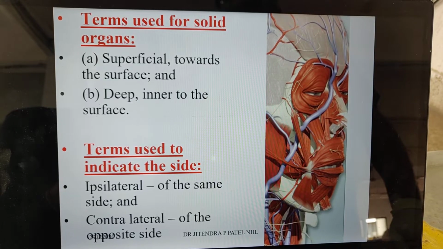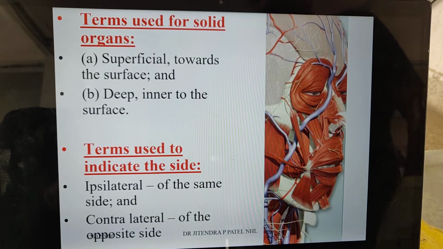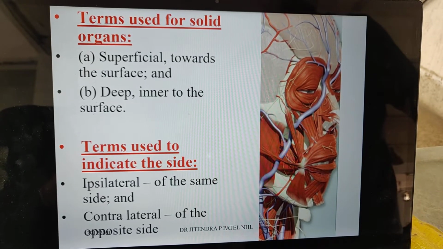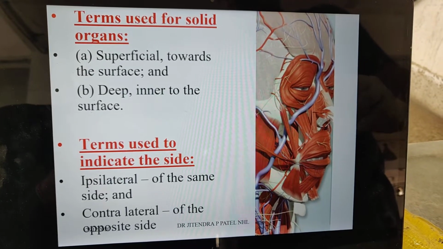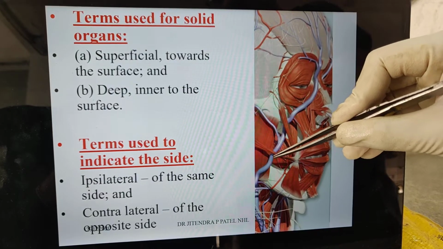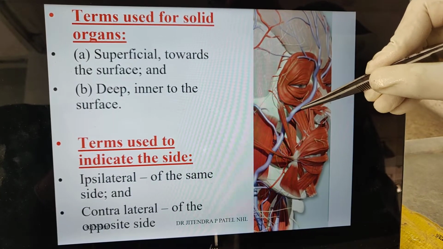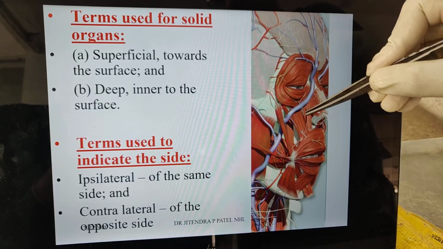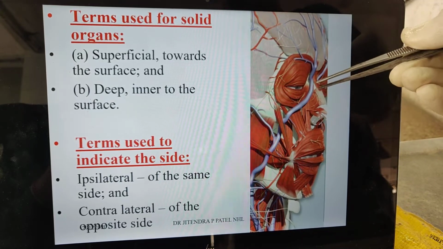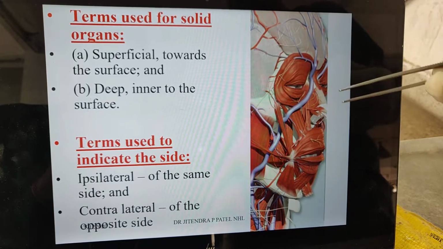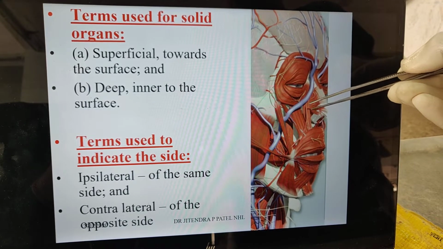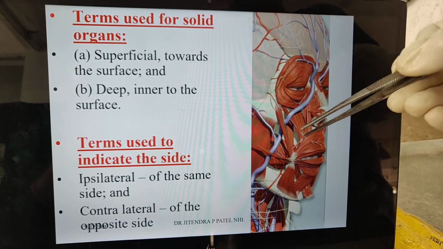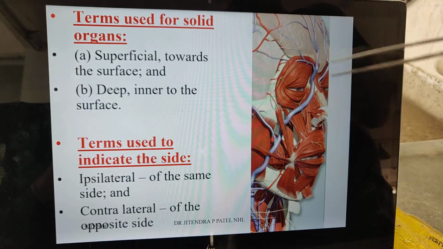Terms used for solid organs: superficial means toward the surface, and deep means inner to the surface. Here you can see the facial artery, which is superficial to the facial muscles. Below it are the facial muscles. Looking at it the other way, the artery is superficial and the muscles are deep.